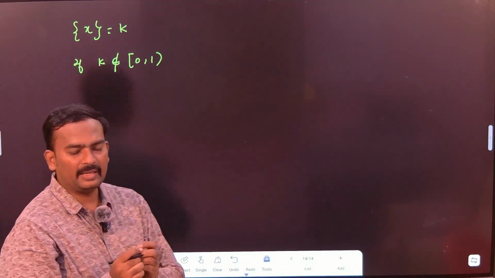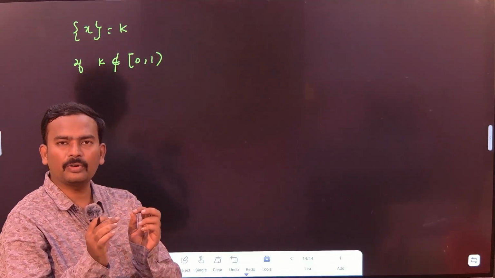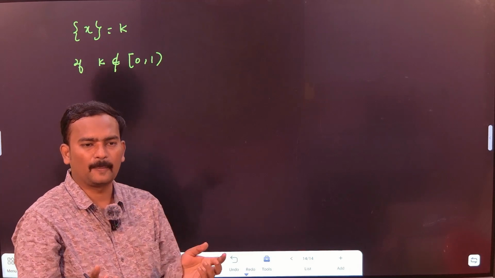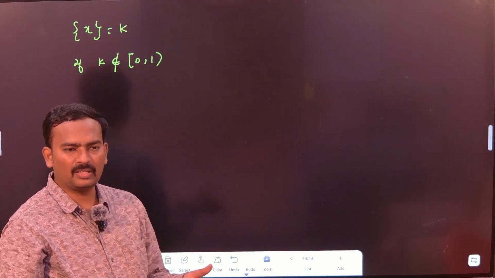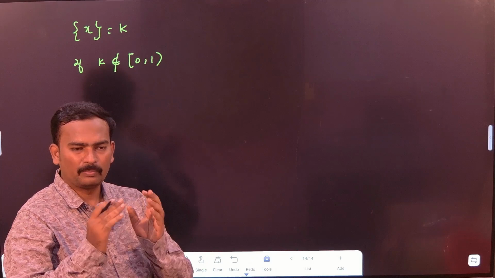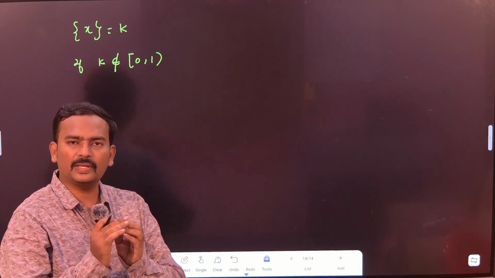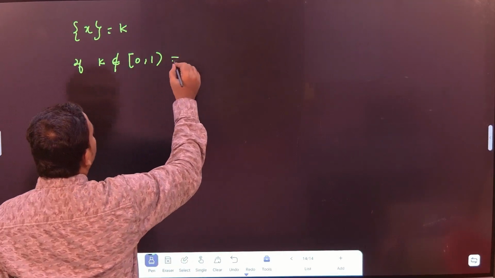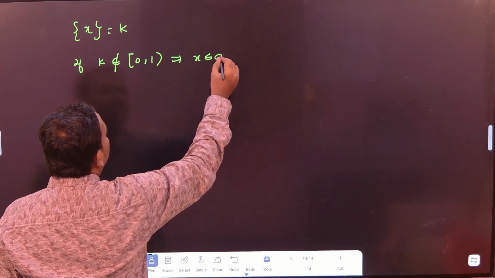Suppose the fractional part function is equal to some k, right? Suppose k does not belong to 0 to 1, whatever value you are taking, right? So the range of the fractional part function is what? 0 to 1. Suppose it does not lie in that interval, is there any x value possible? No, because the fractional part function is always between 0 and 1, right? So there is no x value, x belongs to the empty set.